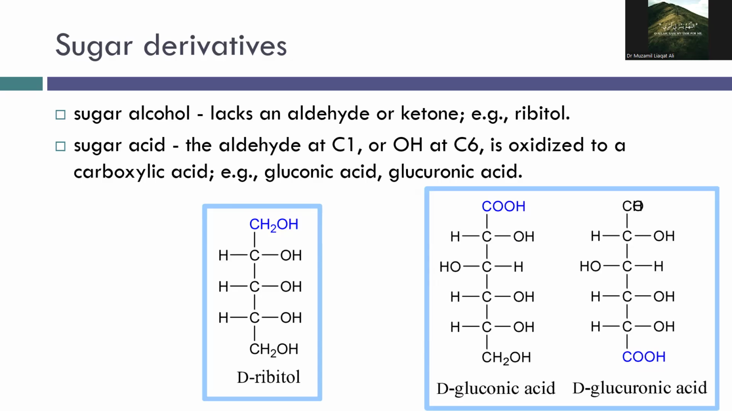The next is the sugar acids, formed by oxidation of the aldehyde at carbon number 1 or the primary alcohol at position number 6 of the carbon, right? So oxidation of the C1 aldehyde leads to aldonic acid, that is gluconic acid production, right? And the next is the oxidation of C6 CH2OH that leads to formation of uronic acid. The example is glucuronic acid, important in detoxification and glycosaminoglycans, right? These derivatives are crucial in conjugation reactions and extracellular matrix formation.